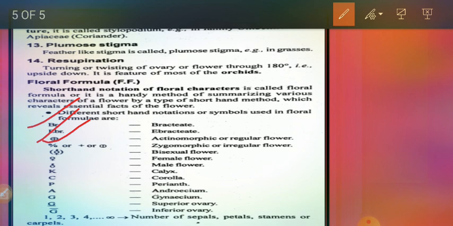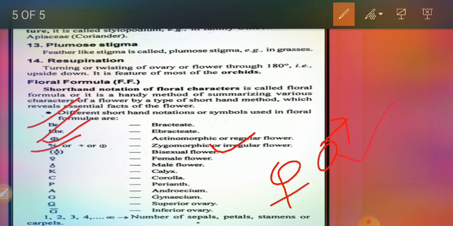it means that when we divide a flower along any plane, it is divided into two equal sections; this is known as actinomorphic. Then zygomorphic means only one plane can divide it into two equal halves; this is known as zygomorphic. Then bisexual means the presence of both male and female sex organs in a single flower; this is known as a bisexual flower.